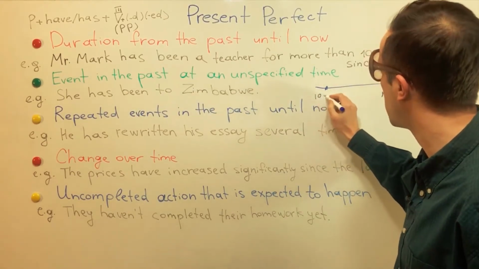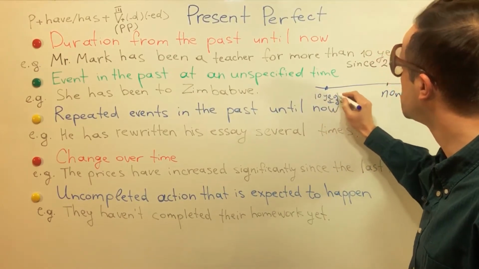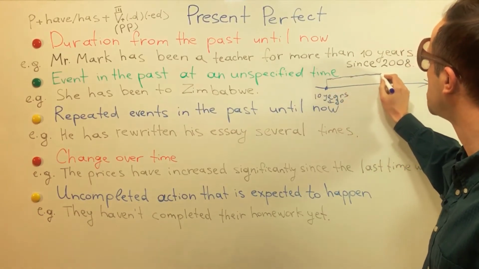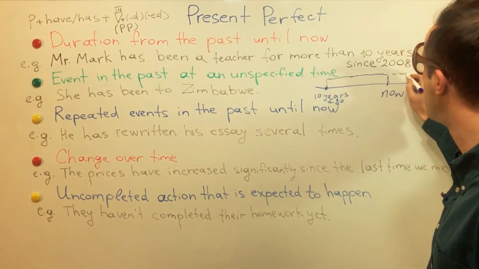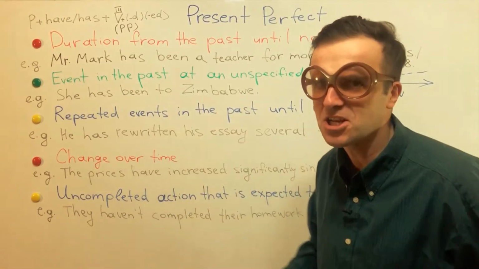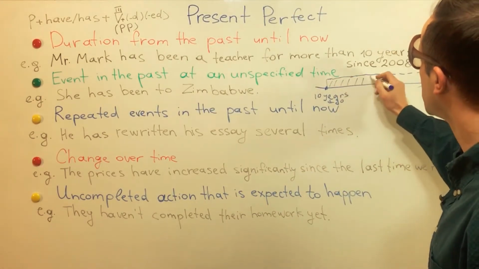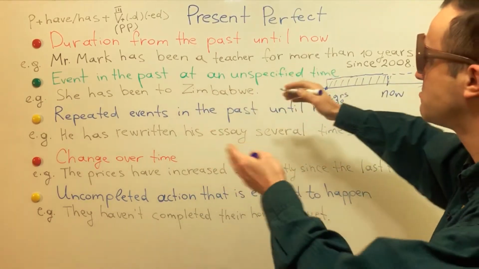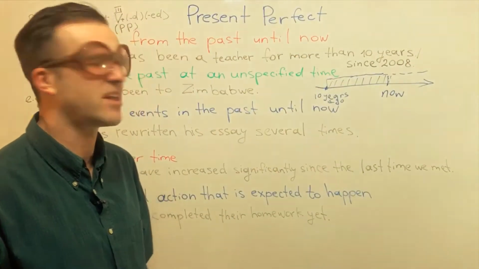So 10 years ago, he became a teacher, but he has been a teacher. Yes, teaching. Yes. And maybe I will be continuing teaching, okay? So we are interested in this tense, okay? 10 years ago, has been a teacher for more than 10 years, or since 2008.